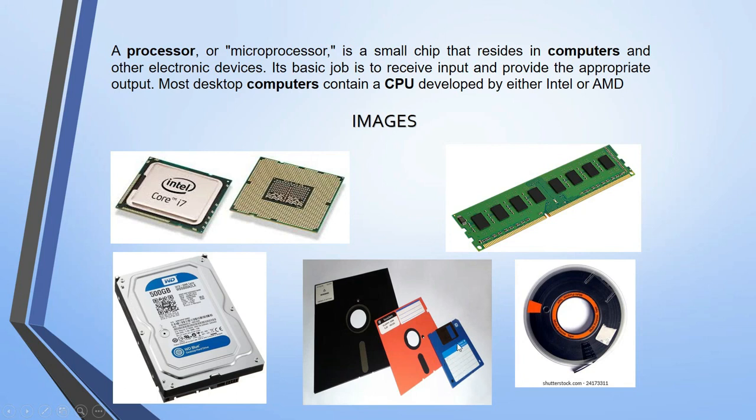This one is a 1.44 MB floppy, called a 3.5 inch floppy disk, and these are 5.25 inch floppy disks. Okay, so this is all about memory and processor.